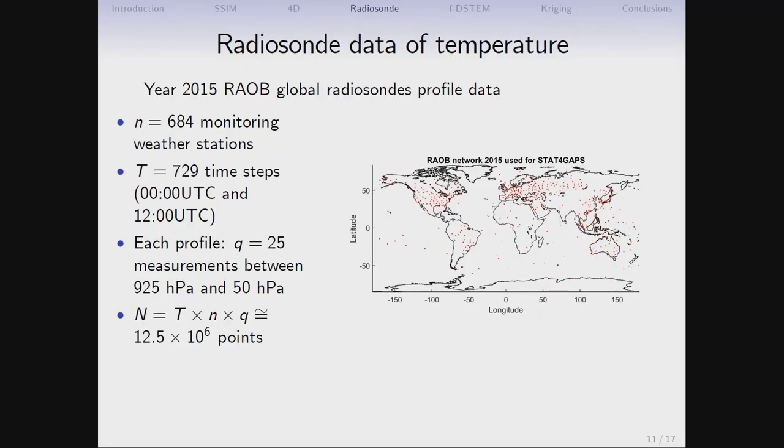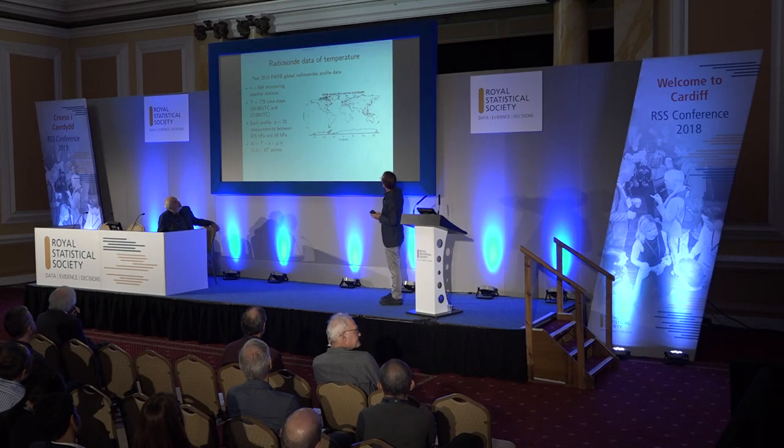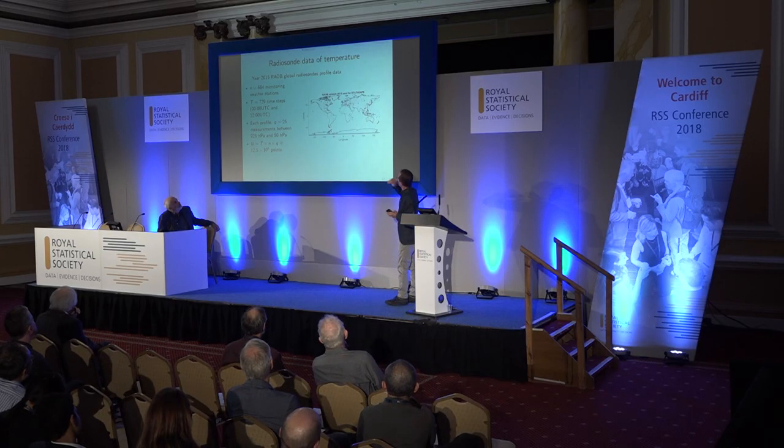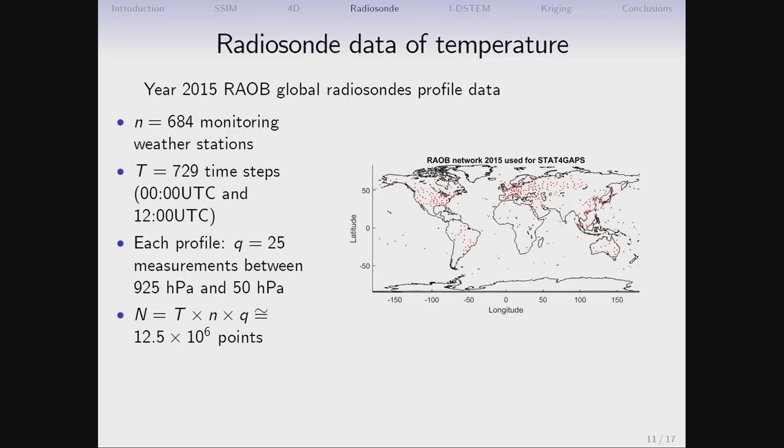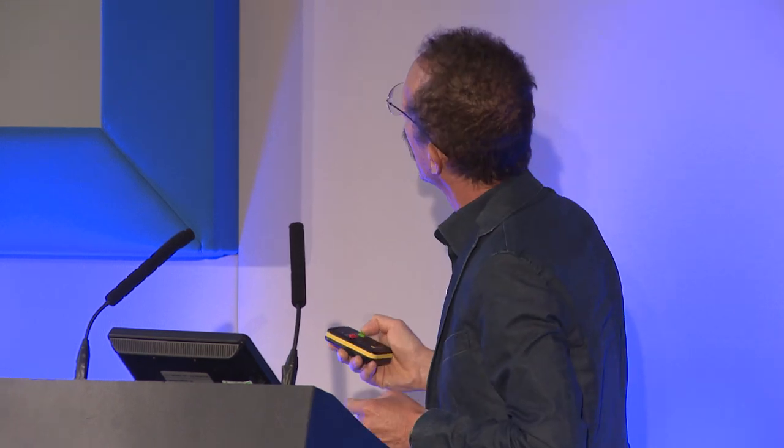For example, if we consider radiosonde data set on temperature, you see here the map of the stations. We have about 700 monitoring stations and 1 year data, two measurements per day. And we have 25 vertical observations. So we have profiles, radiosonde flights, and give measurements. So we have a four-dimensional data set. And the dimensionality here is about 12 million points for this case.